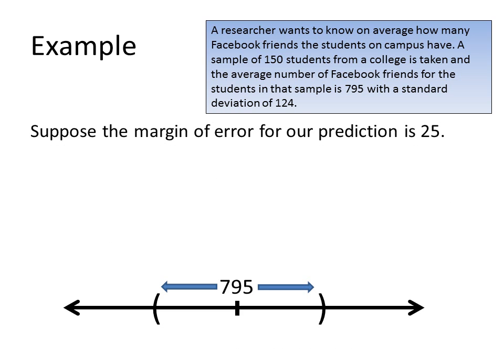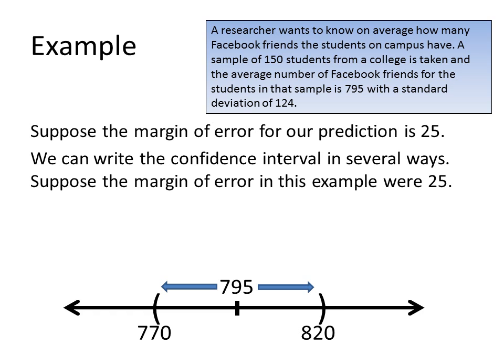Now let's just suppose that the margin of error for our prediction is 25. Later in the video, we're going to talk about how we can actually compute this value. But for now, let's just assume that the margin of error is 25. What that would tell us is that if we added 25 to the average, our upper bound is 820, and subtracting 25 gives us 770, which would be our lower bound.